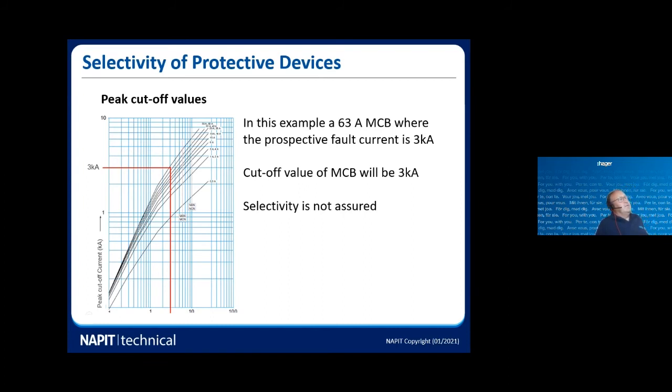Now, so the downstream device, 63 amp circuit breaker, okay, will disconnect when the peak current value reaches 3 kA. Is that more than 2,262 amps for the upstream MCCB? Yes, it is. So using the desktop study, in theory, then it does not provide selectivity. So again, another reason why desktop studies don't really give us the most accurate information that we would like to see, but sometimes that's all we have.